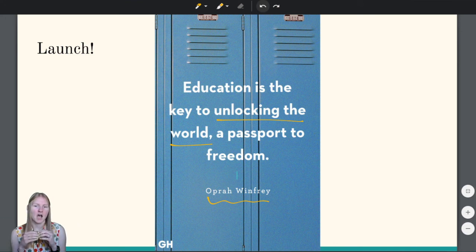So, I'd be curious to see, how do you interpret this launch? How do you interpret what Oprah's saying here? What does it mean to unlock the world? What does a passport to freedom look like? And how could education help you do that? Unlock the world or get a passport to freedom. So think about that for yourself and see, what could education do for you if you let it?